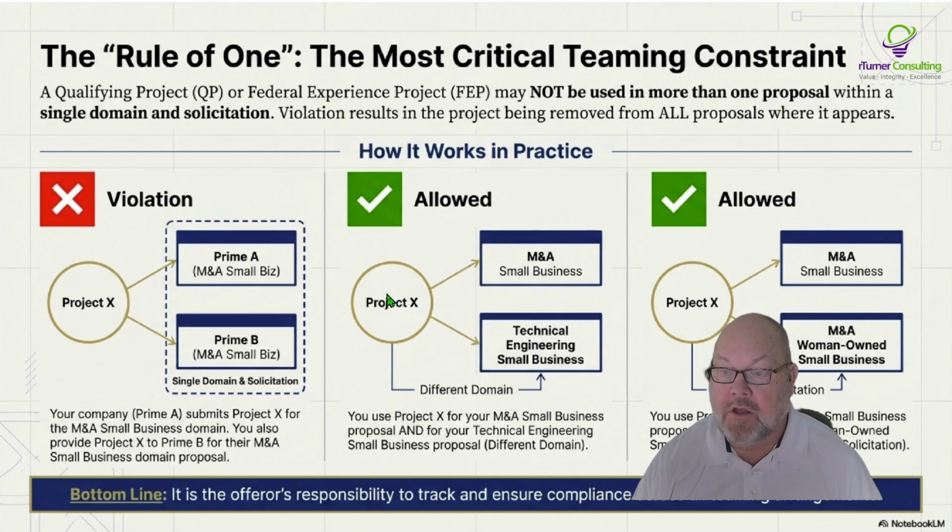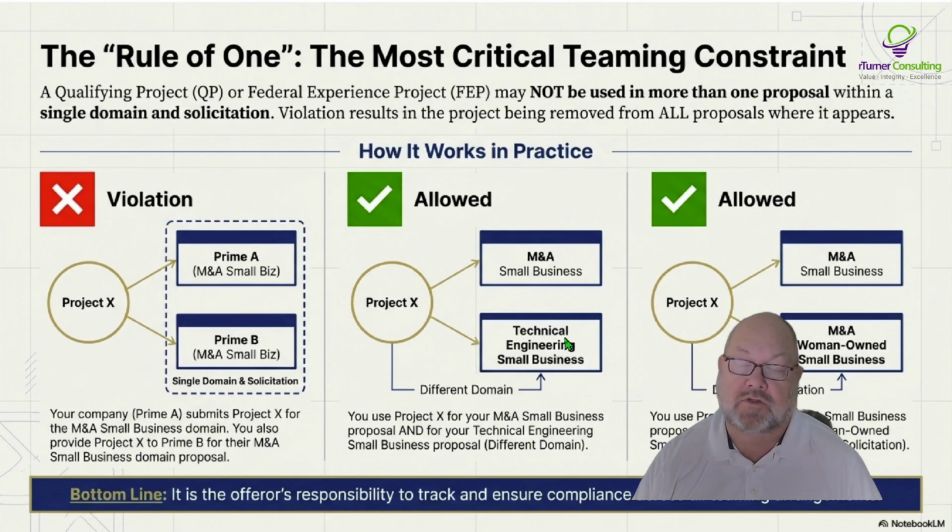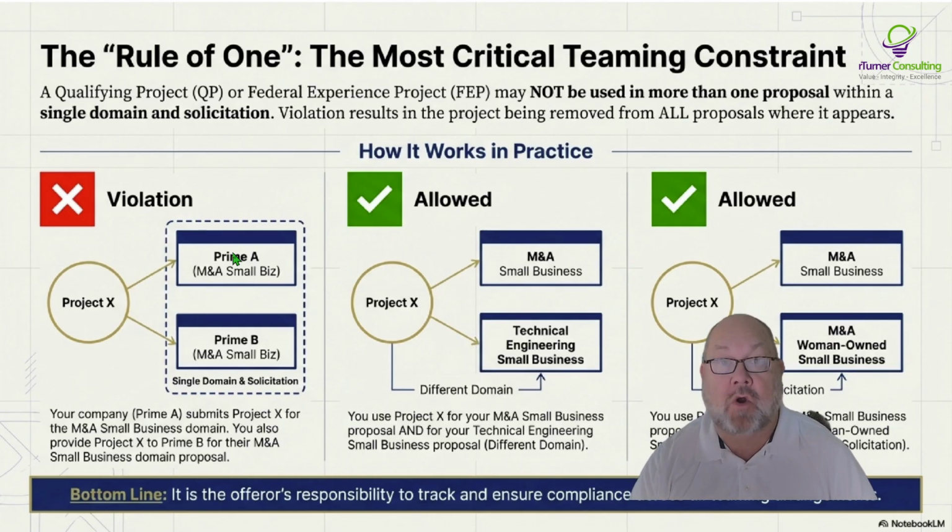What is allowed? You can use Project X on an M&A small business proposal, and then on a different vendor's technical and engineering small business proposal, or of course the same, but you can't use it in the same solicitation and domain pair, right? So in this case, small business M&A, you can't use it twice. The rule of one is described in detail in section L.